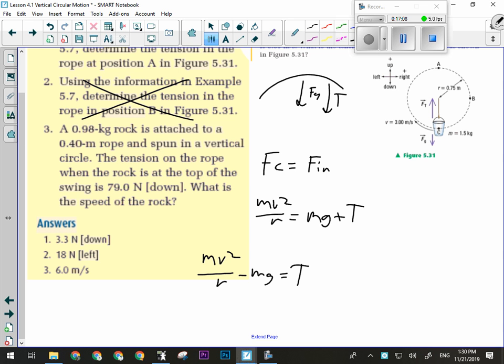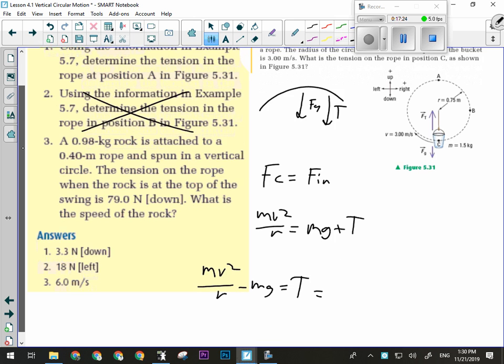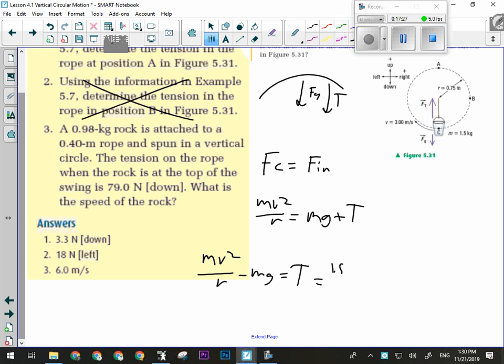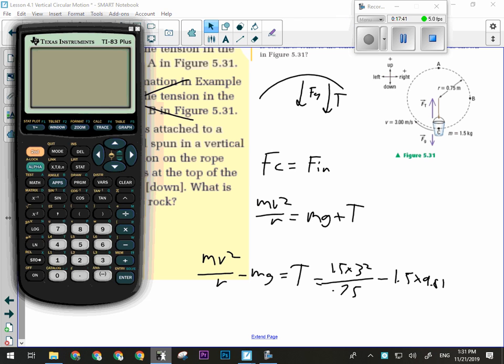And that makes sense. There should be less tension in the rope at the top of the circle than there is at the bottom. Everyone okay with that? The bottom is where you feel heaviest, so there should be less tension at the top. So we've got the mass still being the same, 1.5 kilograms. So we'll have 1.5 times 3 squared divided by 0.75. And now we're going to subtract our force of gravity, 1.5 times 9.81. And that'll leave us with the tension in the rope.